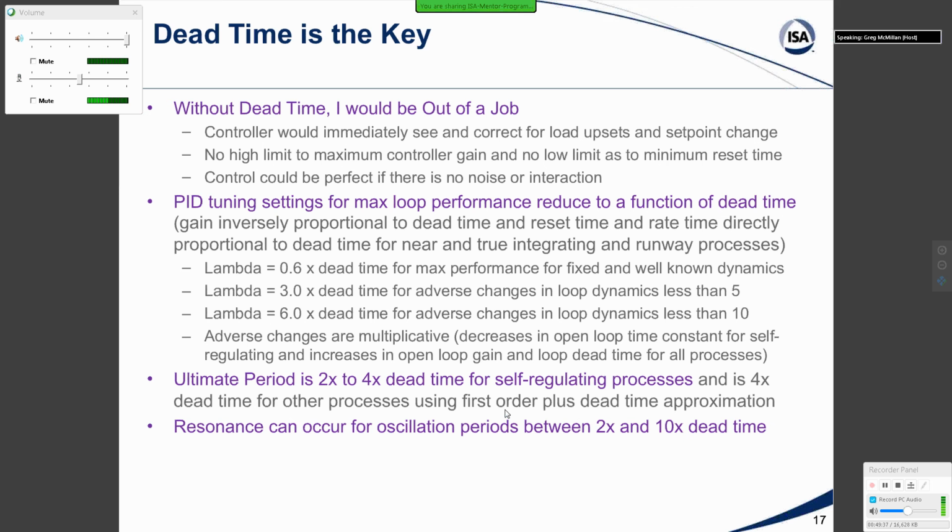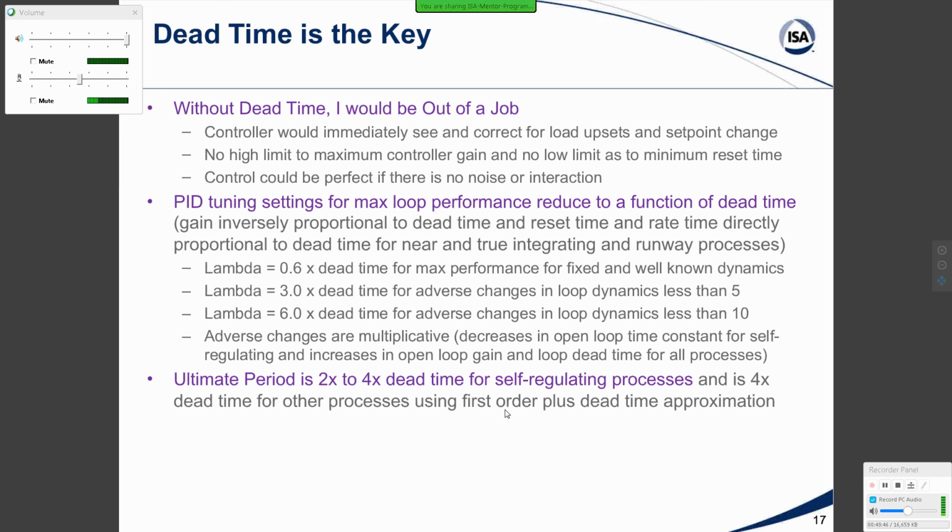The other thing is the ultimate period. In other words, the critical frequency, or the oscillation that you get if you had too much proportional action and you didn't really have any integral or derivative action, you were just seeing the effect of the PID gain exceeding the ultimate gain. That would be the ultimate period, and it would be 2 to 4 times the dead time for self-regulating processes. And it would be 4 times the dead time for other processes like integrating, using that first order plus dead time approximation.